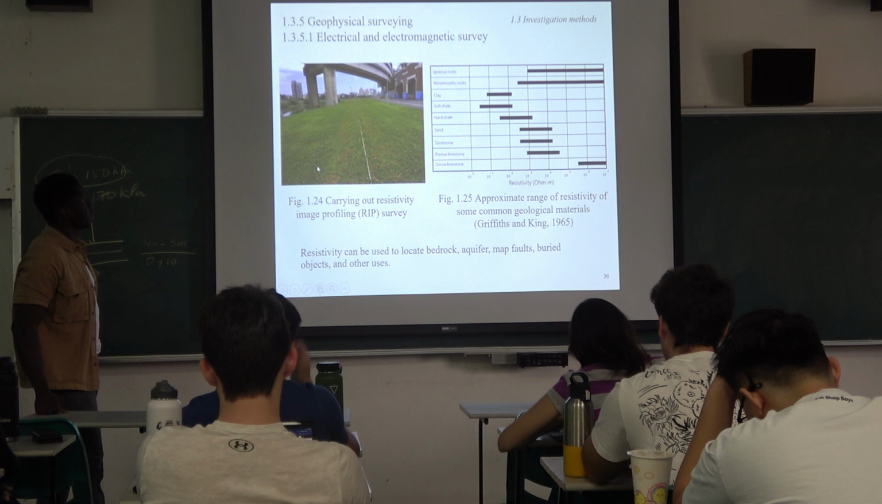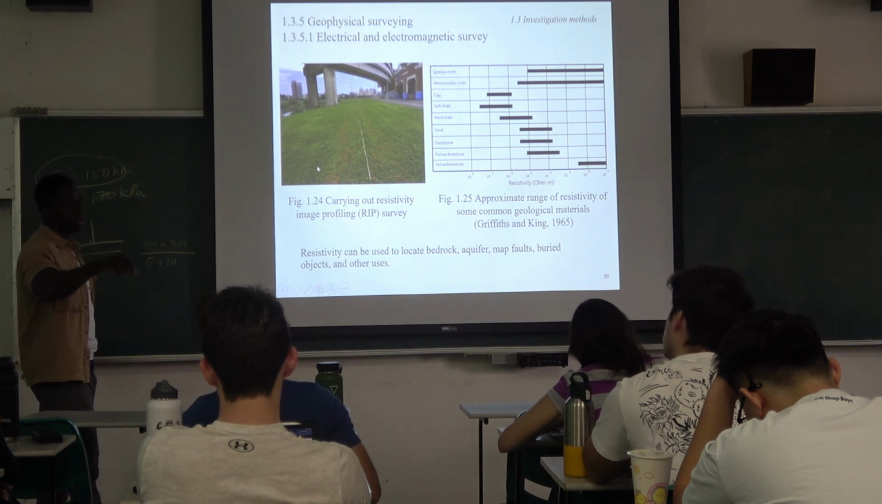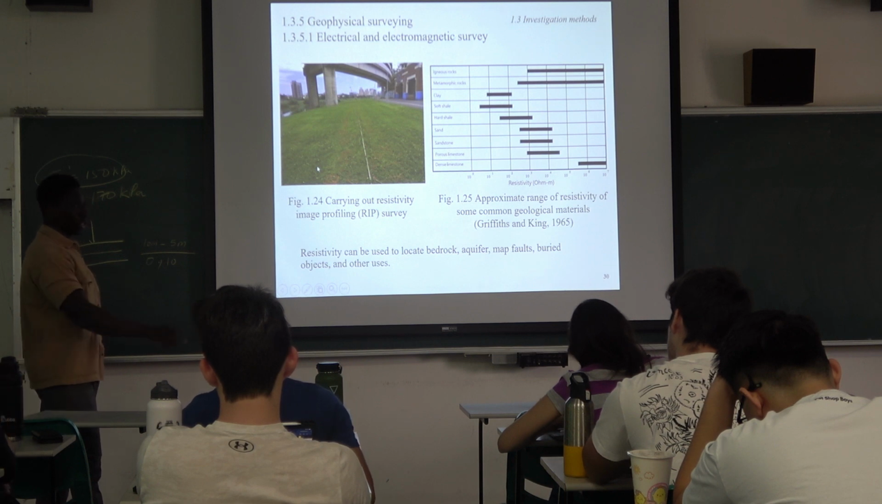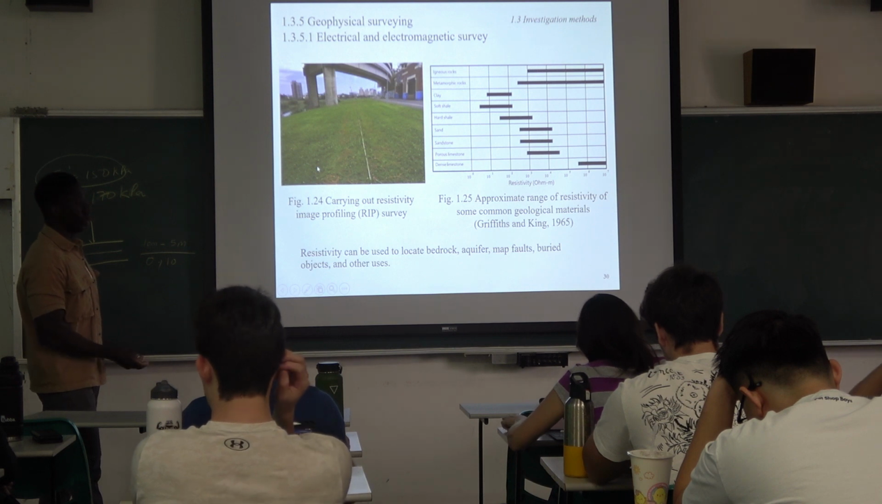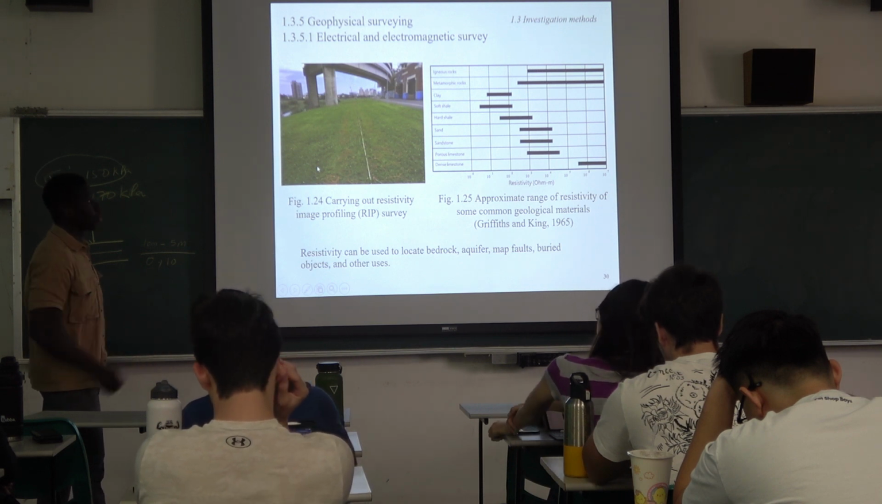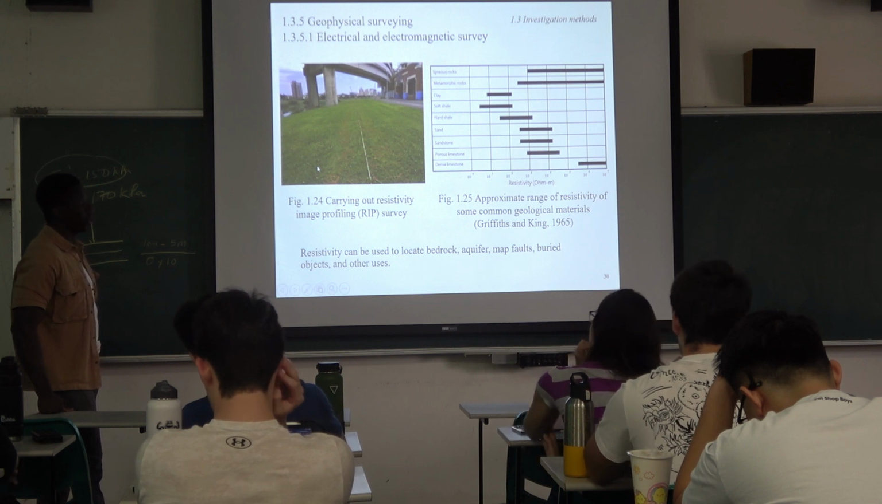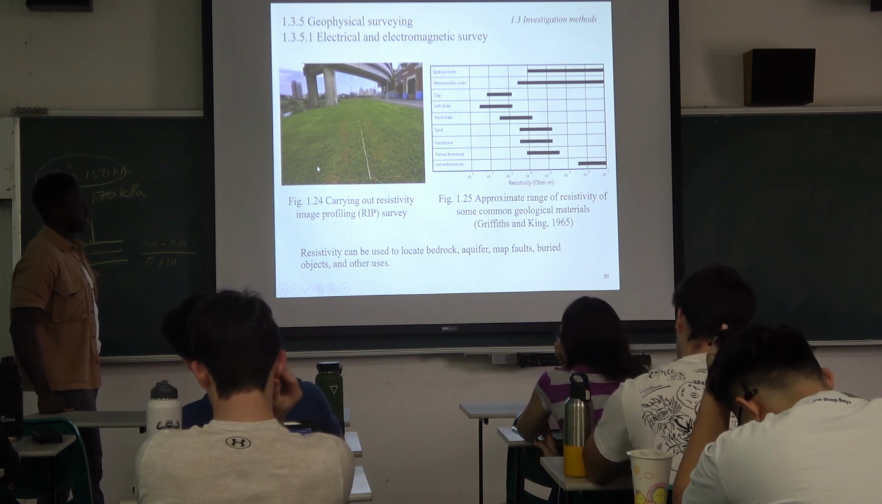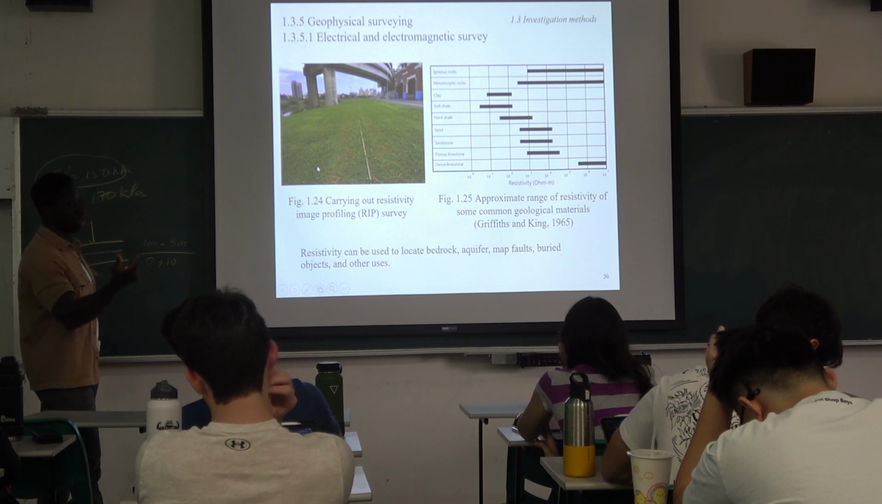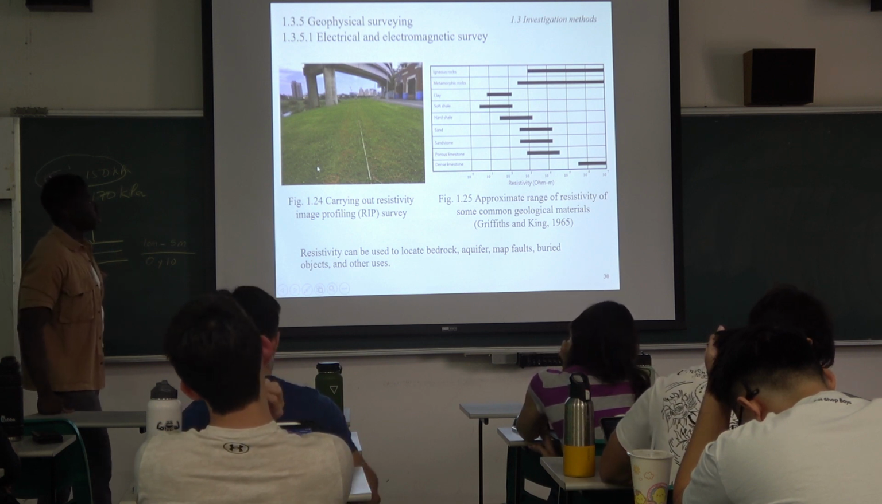Now we look at geophysical surveying, that is the electrical and electromagnetic survey. Usually this type of survey is done to find out what the material is underneath or below the ground. Because mostly on the surface of the ground you can get an idea of the material you have, but if you go down, you can't see. So you need some sort of technique that can help you analyze and evaluate the properties of the materials underneath.